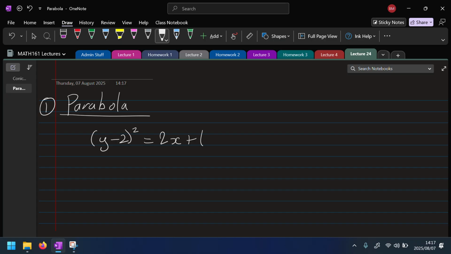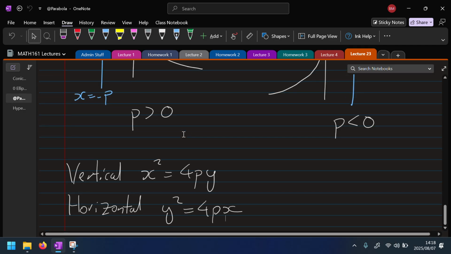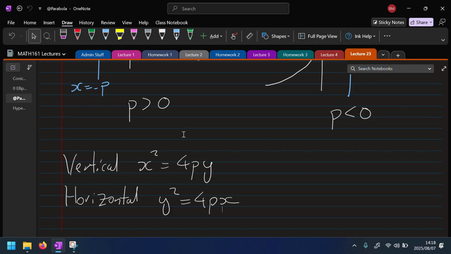Okay, so firstly, note that this is not in standard form. We've got that 2 times (x plus 1). That is not the standard 4 times p that we need. So big note here, not in standard form. We want something more like from the last lecture, something like one of those two. That's standard form. That plus 1 on the end there, we want to get rid of that.